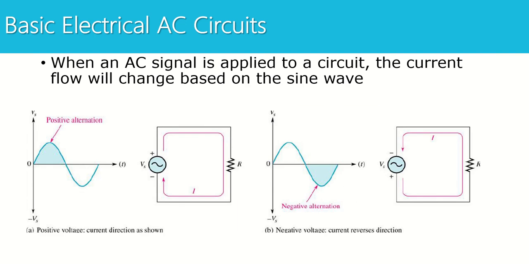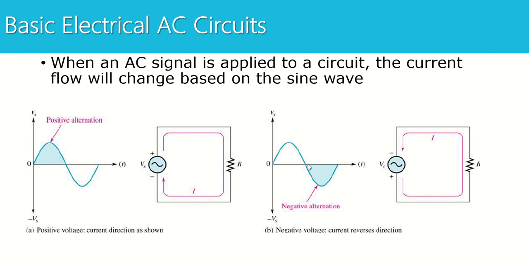So what happens when we have a circuit with an AC signal? Well, let's take a look. Let's say that we have the circuit shown right here, one resistor with an AC source. That source is going to deliver voltage that changes with time. And when the voltage is positive, the current that flows from the source and around the circuit is going to flow in a clockwise direction.